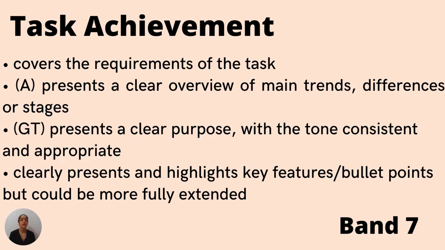The next item: clearly presents and highlights key features and bullet points, but could be more fully extended. So in order to be awarded a band 7, you need to clearly present and highlight key features. So it is about academic candidates having to present and highlight, stress the key features, okay, the most important things. You're not going to talk about all the details, because that way you will run out of time and you will write more than 300 words. That is not our focus, of course.